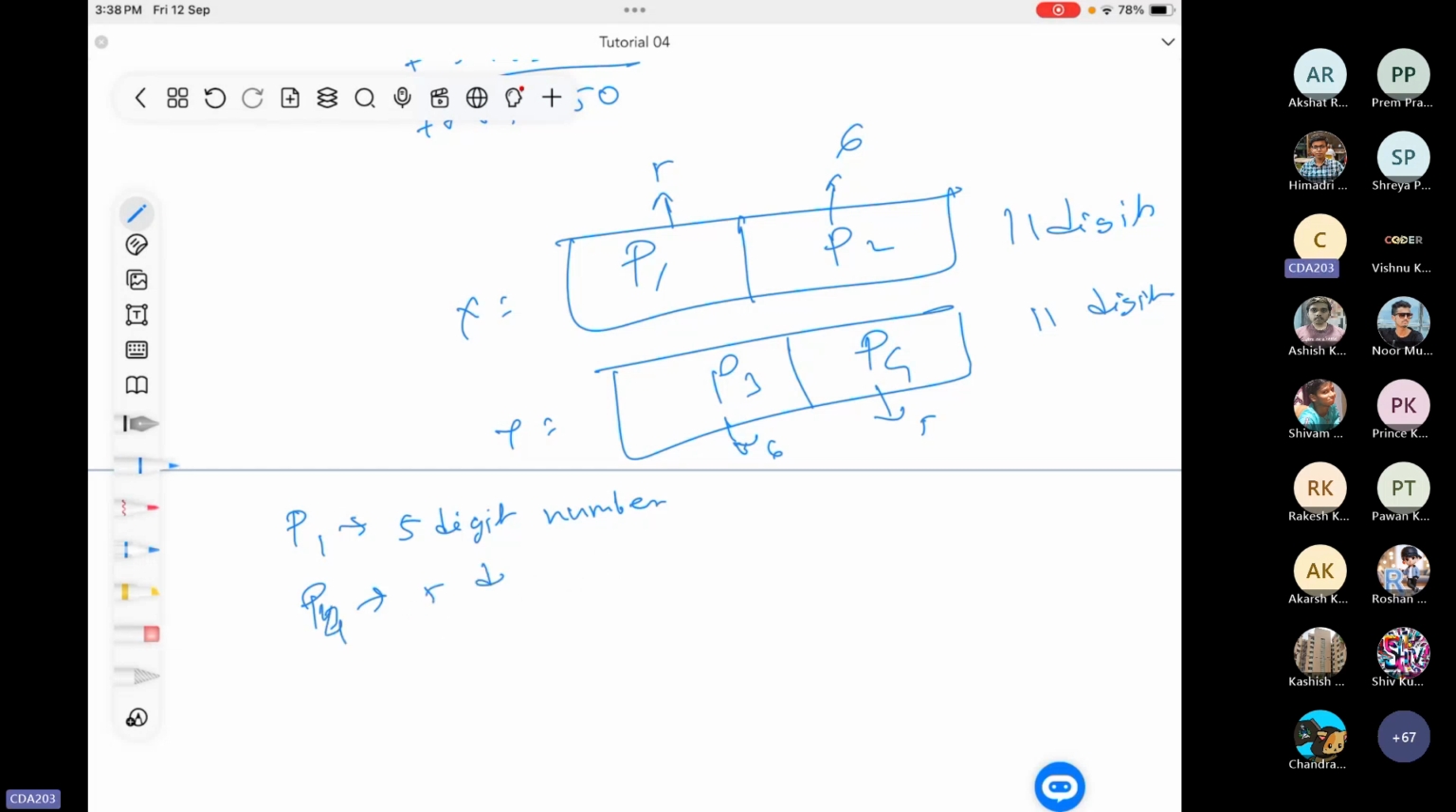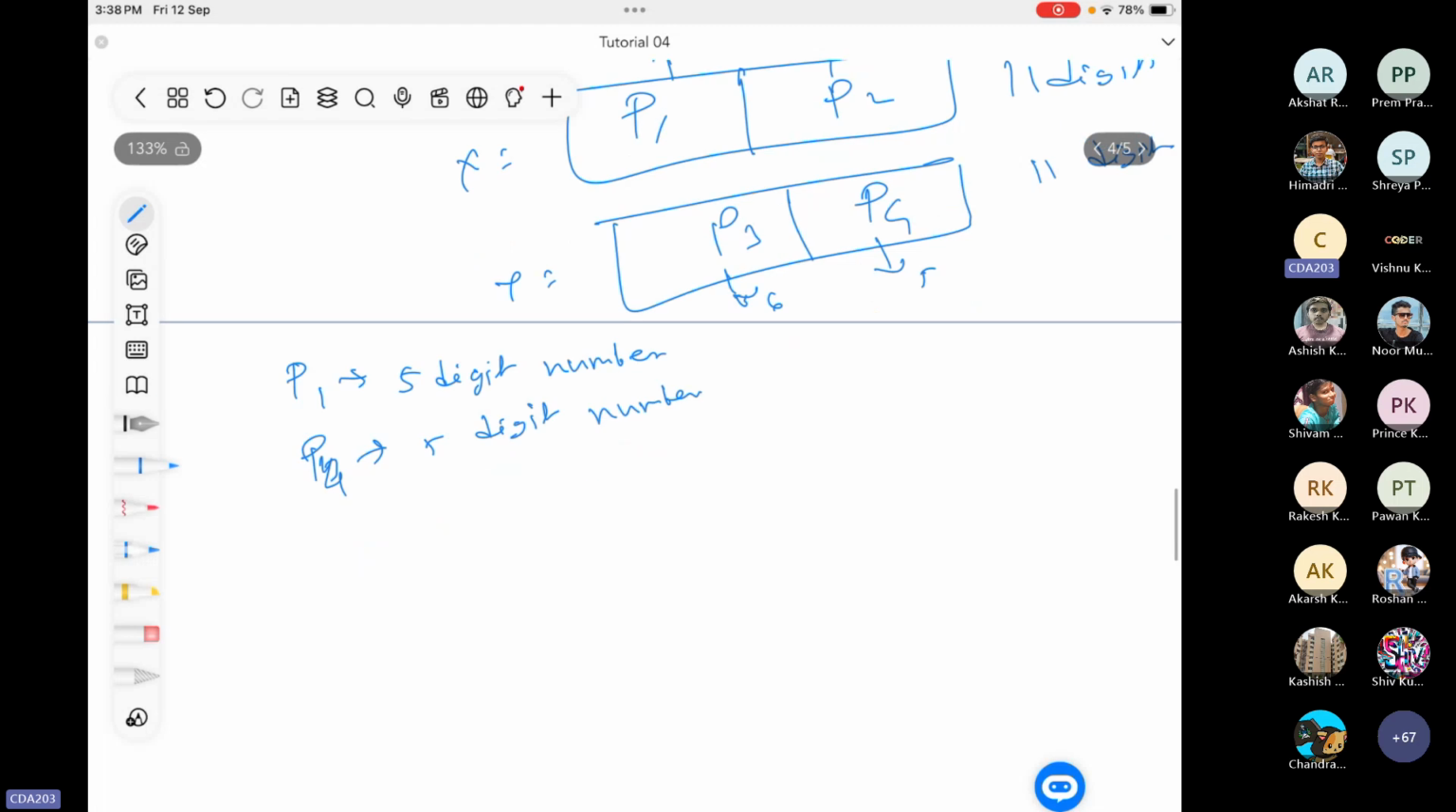P4 is a 5-digit number, so we can multiply them. Once we multiply this P1 and P4, it's the same thing that we do. We apply the same algorithm. We again divide these numbers into two halves. We can divide this 5-digit number into two parts, and this 5-digit number or 6-digit number, whatever, into three parts.